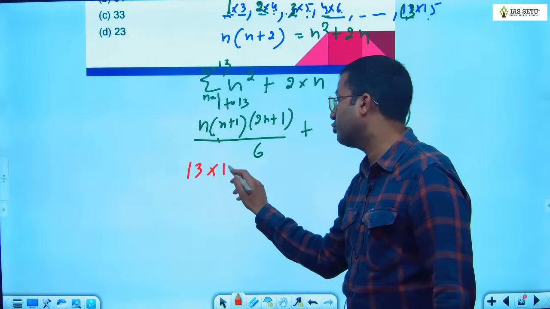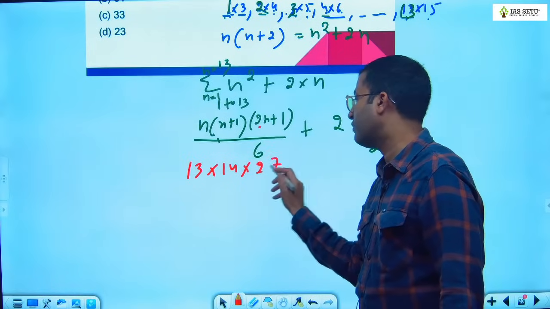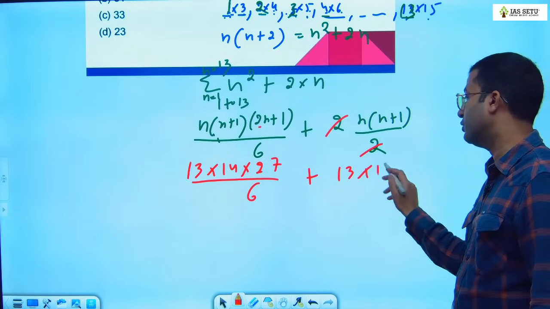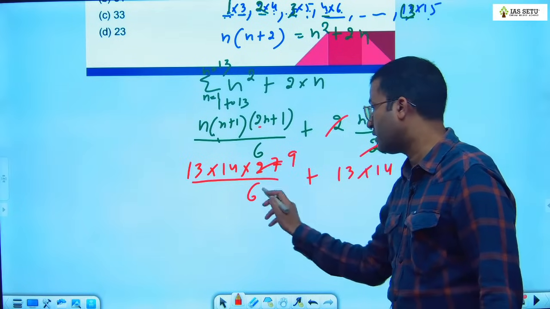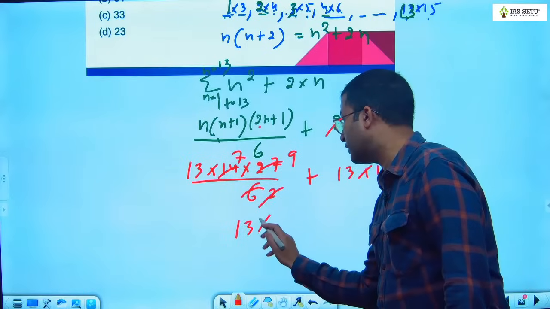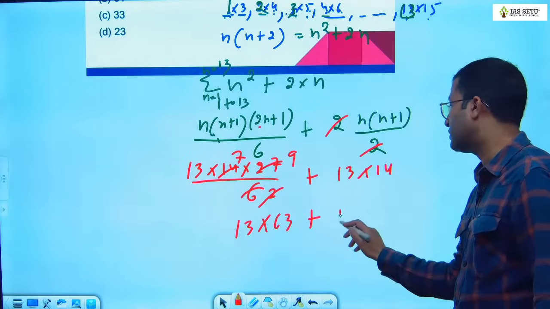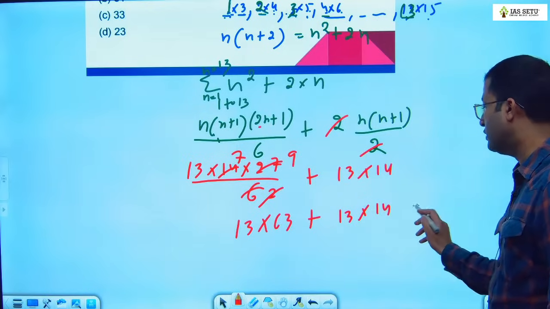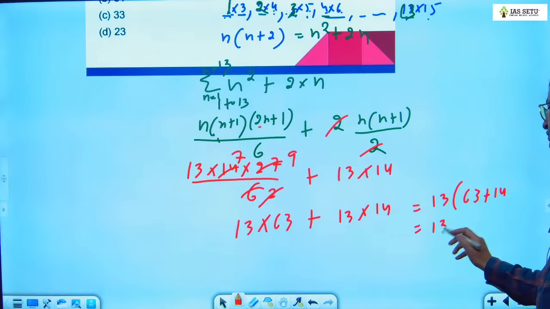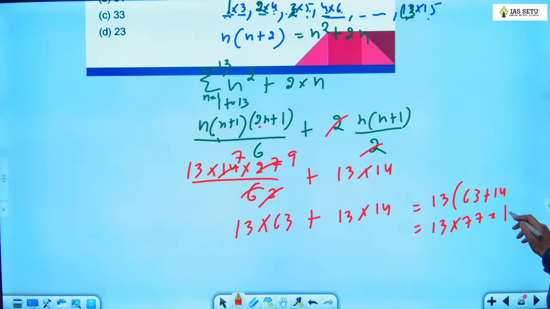13 into 14, 27 divided by 6, 2 से 2 cancel, 13 into 14. This is 9, this is 2, this is 7. This is 13 into 63 plus 13 into 14, 13 common ले लो, 63 plus 14, this is 13 into 77, which is 1001.